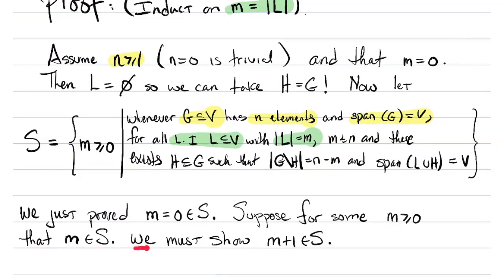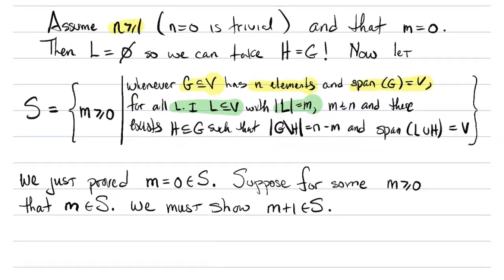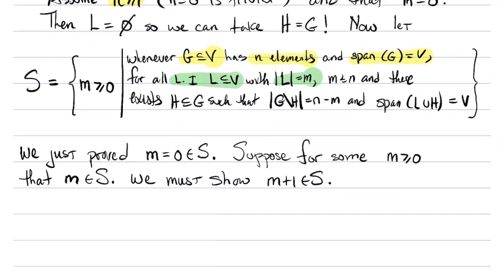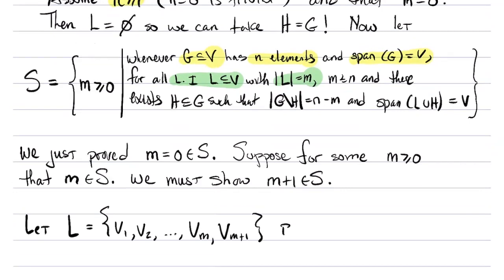To use the principle of induction, our job is to show that the element m plus 1 is in the set S. So what does that mean? That means I have to take a linearly independent subset with m plus 1 elements in it. Let's give some notation for that. Let's call the elements of that subset V's. So let L be a set of vectors V1, V2, up to, say, V(m+1), and it's a linearly independent set.